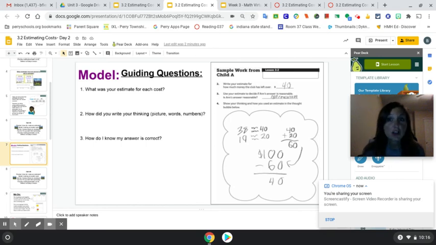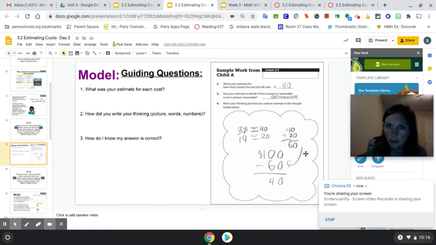Boys and girls, when I look at this problem, I'm looking at student work that's already done, and I'm just asking myself these guiding questions and trying to decide where this student would fall on the criteria rubric. So I see here that my first question is, what was their estimate for each cost?